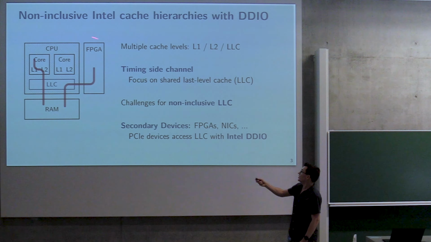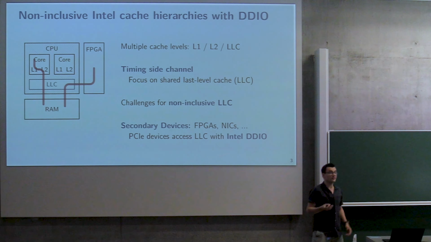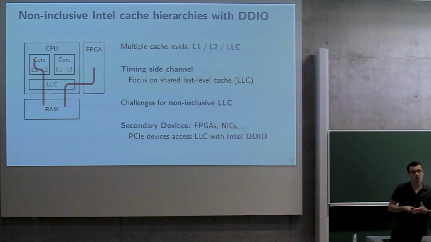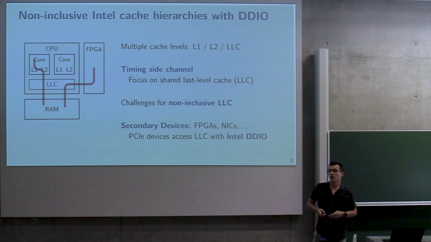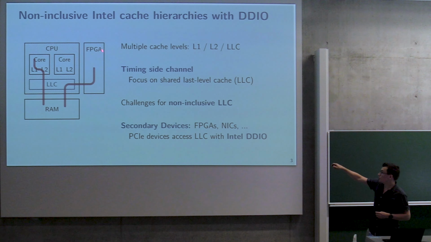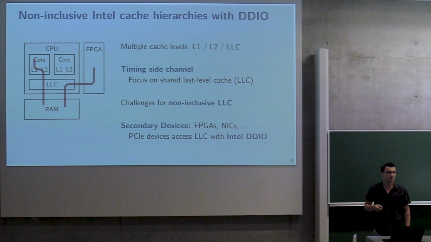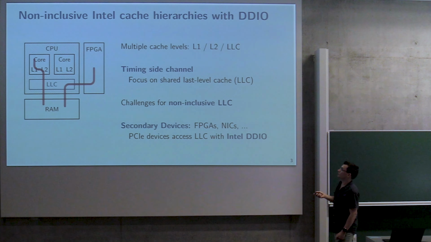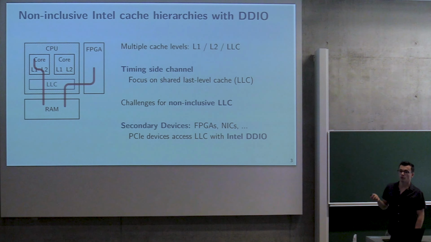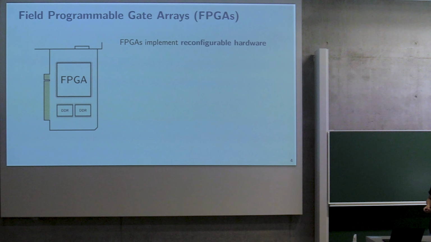So we have an FPGA or network interface card here. And to maintain performance, this is as tightly integrated with the CPU as possible. And on Intel CPUs, this happens with a technology called Intel DDIO that basically pushes all the memory traffic of the FPGA through this shared last level cache. So this speeds up performance because the FPGA now interacts with a fast cache instead of a slow memory. But as we will see, this provides an attacker with another interesting anchor point into this last level cache.